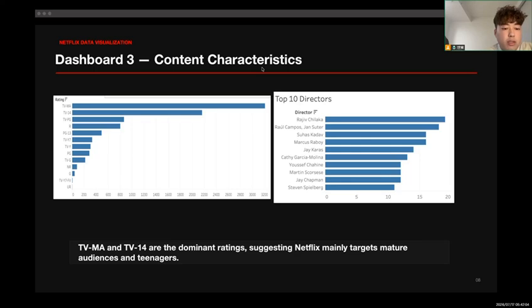The final chart presents the top genres. Drama is the most popular, and it is followed by documentaries and stand-up comedy. This suggests that Netflix emphasizes storytelling, real-life topics, and entertainment. Overall, this dashboard answers the third research question by explaining the major characteristics of the Netflix content.